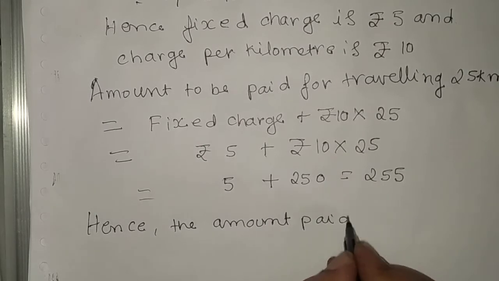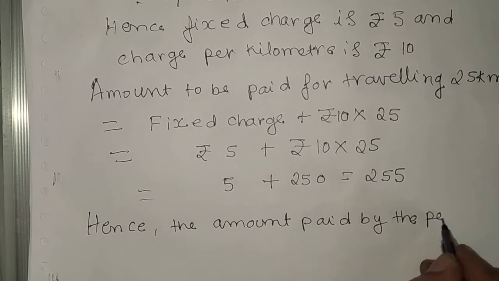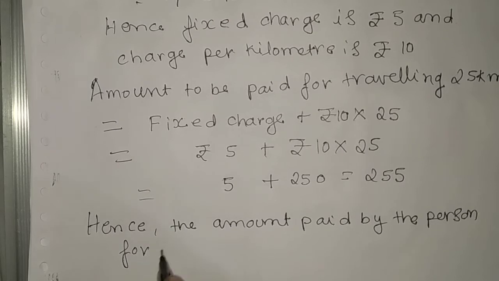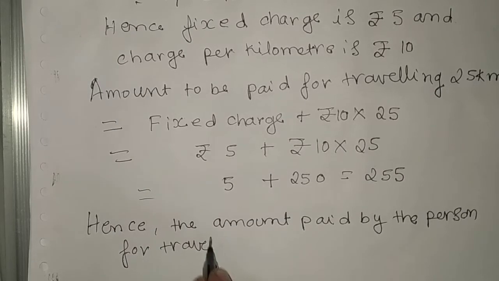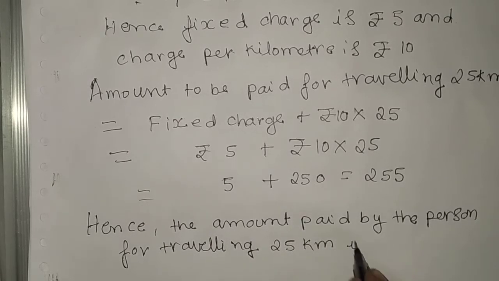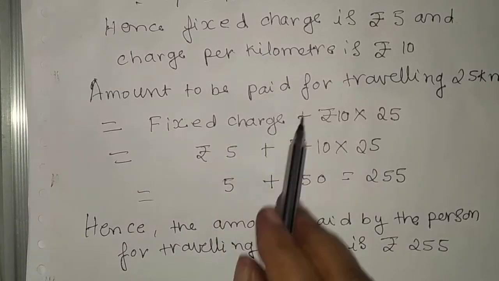So 255 we got. Hence the final statement we write is: hence the amount paid by the person for traveling 25 kilometers is how much? Rupees 255. So substitute both x and y here.